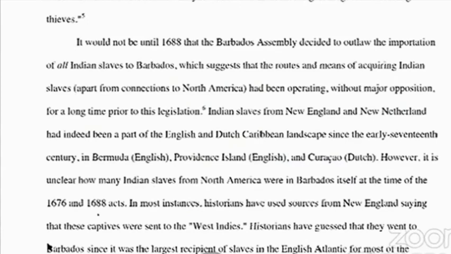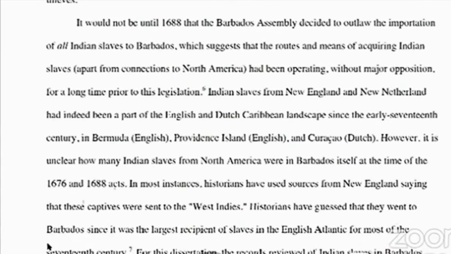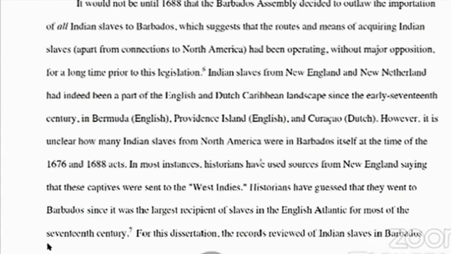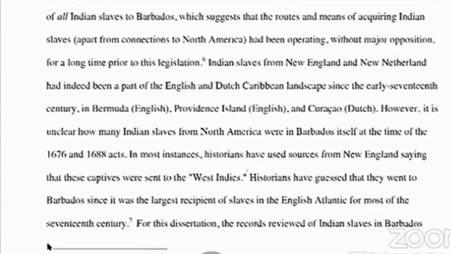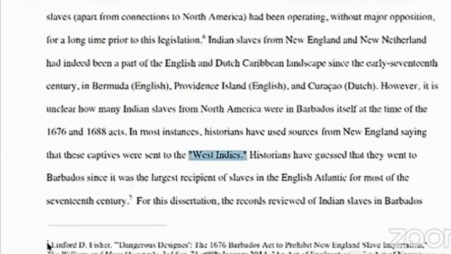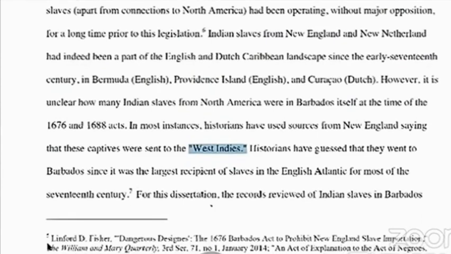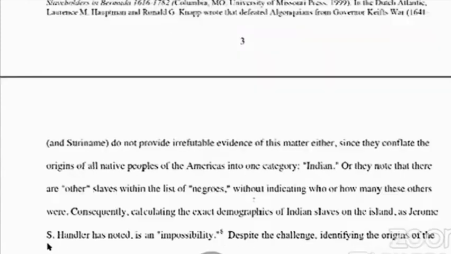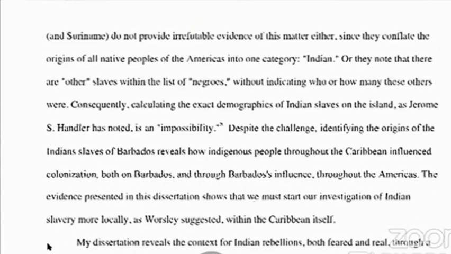In most instances, historians have used sources from New England saying that these captives were sent to the West Indies. Historians have guessed that they went to Barbados, since it was the largest recipient of slaves in the English Atlantic for most of the 17th century. For this dissertation, the records reviewed of Indian slaves in Barbados and Suriname do not provide irrefutable evidence of this matter either, since they conflate the origins of all native peoples of the Americas into one category, Indian.